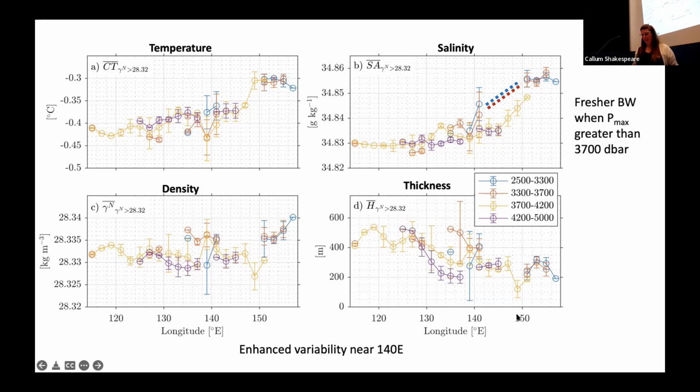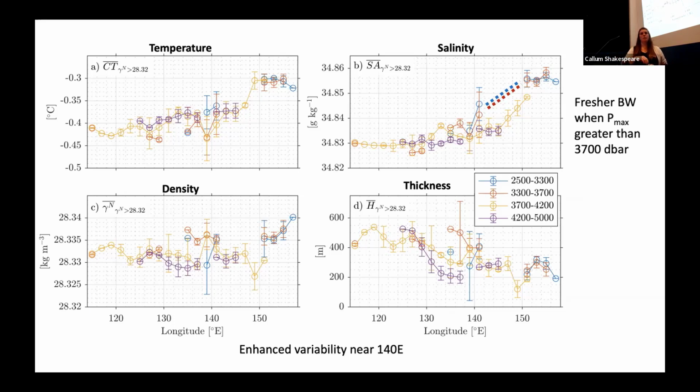So what really stands out, at least to me in this picture, is that there's a lot more variability near 140 East. In all of the properties, you see enhanced variability near 140 East.